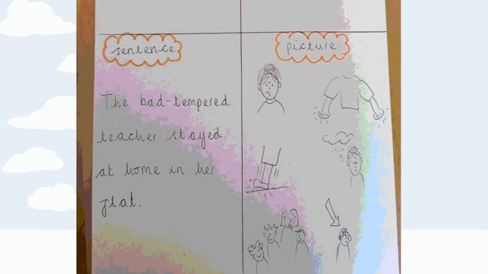In this corner, I've written a sentence with the words bad-tempered in it. It says, the bad-tempered teacher stayed at home in her flat. I wonder who that could be about. And just here, I've drawn my pictures. Now, you know that I'm not the best artist, Year 1, but I've done my best. So I've got somebody feeling quite bad-tempered here, you can see by her expression.